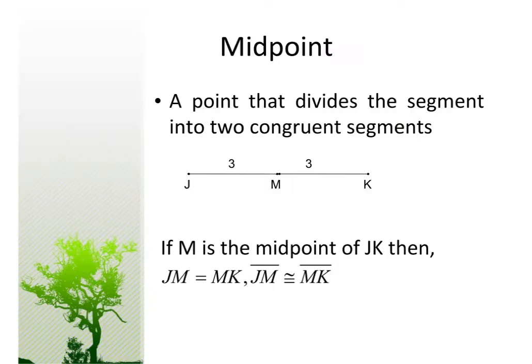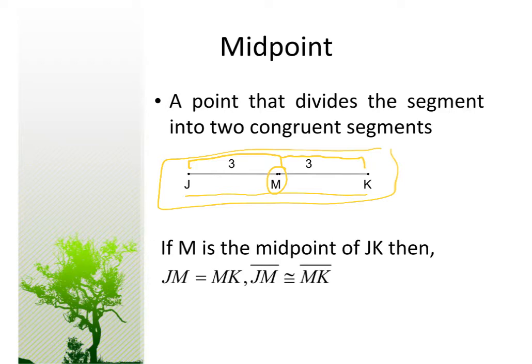Okay, moving on. So now we are going to start by talking about a midpoint. A midpoint is a point that divides the segment into two congruent segments. So from this image, okay, we are looking right here. We have from J to K, we have a midpoint M. We know it's the midpoint because the distance here is 3 and the distance here is also 3. So it divides J and K into two equal parts, okay? That's how we know that it is a midpoint.